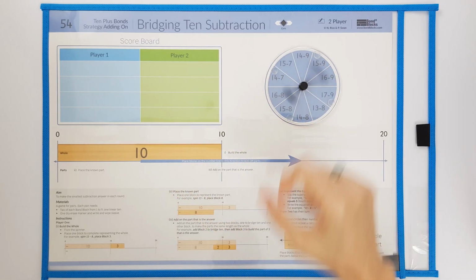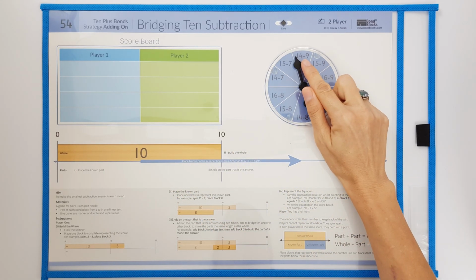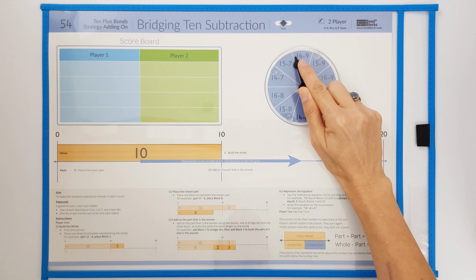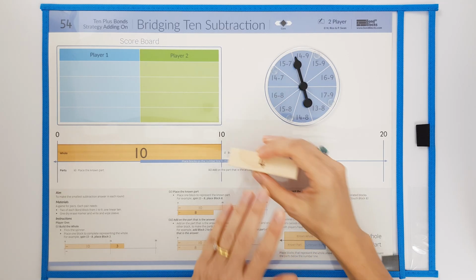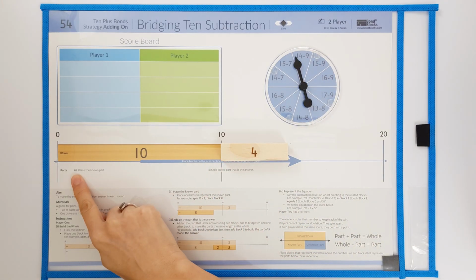Player 1 goes first, and they spin 14, subtract 9. First they represent the whole of 14. They then place the part they know of 9.